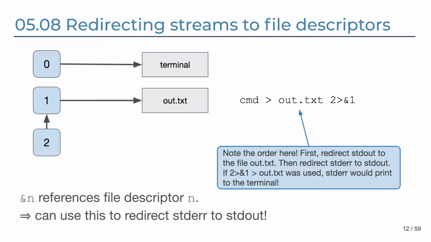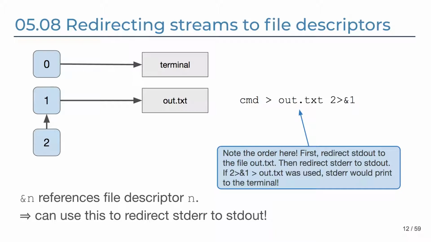So first we set up the standard out to redirect to out.txt, and then we set up the standard error to redirect to standard out. If we flip that, then it doesn't work, because standard error would just print to the terminal, since we did not set up the redirection yet.